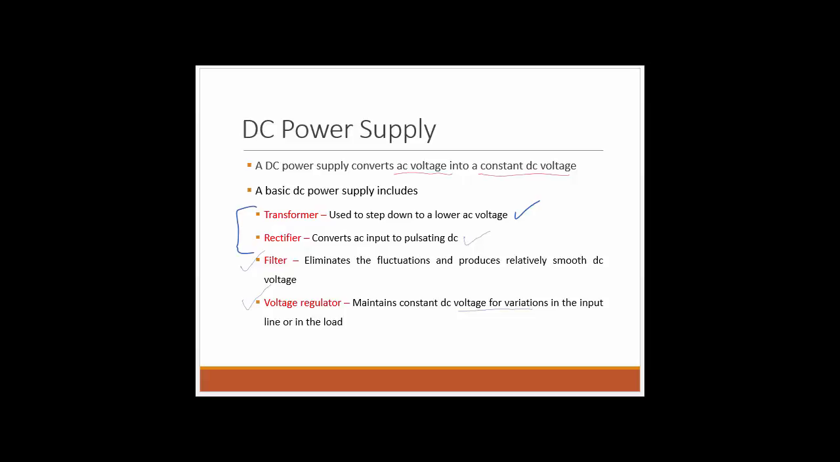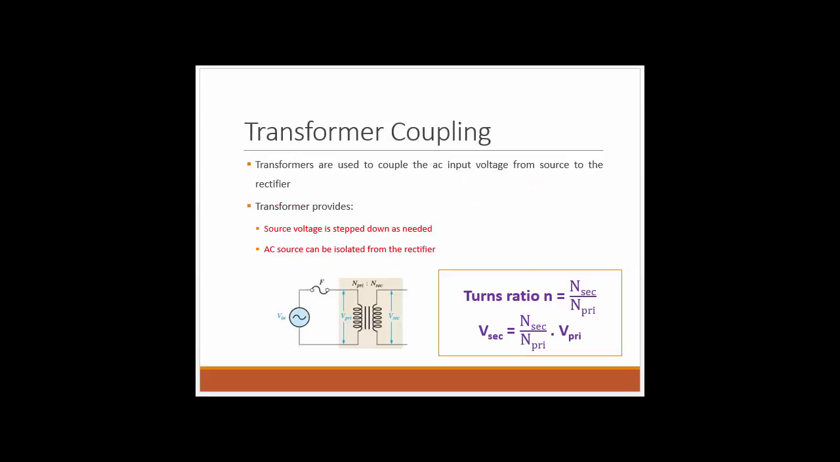So how to use this transformer in order to step down the voltage. Once we step it down, we will talk about the concept of rectification. There are various types of rectifiers available: half wave and full wave rectifiers. So let's start with the transformer.